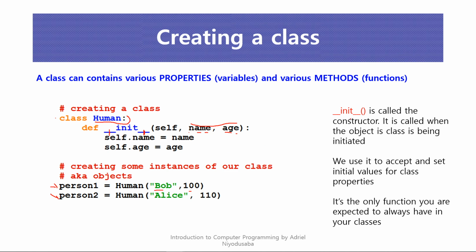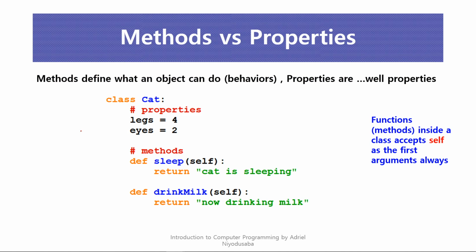So simply, for all the classes you make, it's good practice, it's very necessary, that you add the constructor method, and this is a method which is called when an instance of the class is created. We use it to accept and to set the initial values of class properties, and really it's the only function that you are expected to always have in your classes. Other functions you can add whatever you need, but this is the common one in all the classes.